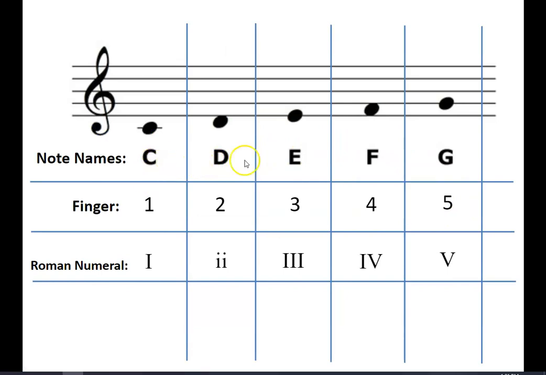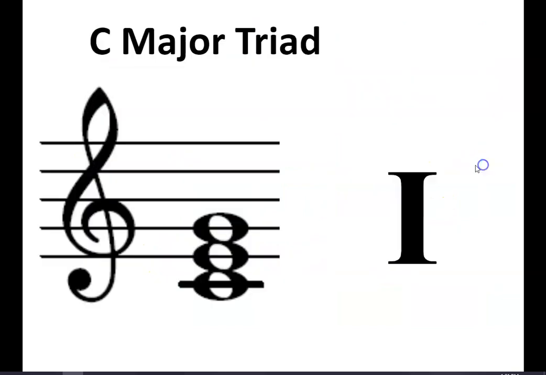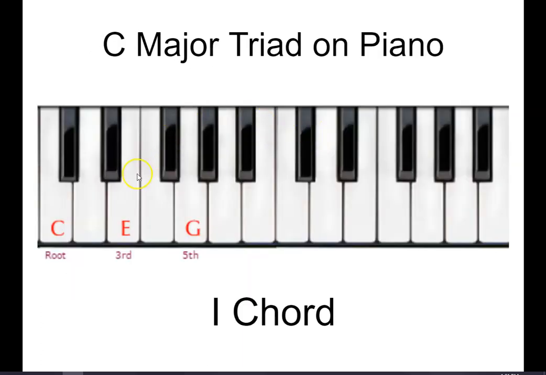So we've got C, D, E, F, and G. Our hands are in that position. First finger, second finger, third finger, fourth finger, and fifth finger. We're going to use Roman numerals to identify our chords today, and the name of the Roman numeral identifies the starting note of the chord. The first chord we're going to talk about is our C major triad, which starts on C, E, and G. The C major triad on piano, we're going to play C with our thumb, E with our middle finger, and G with our pinky. And it'll sound like this.